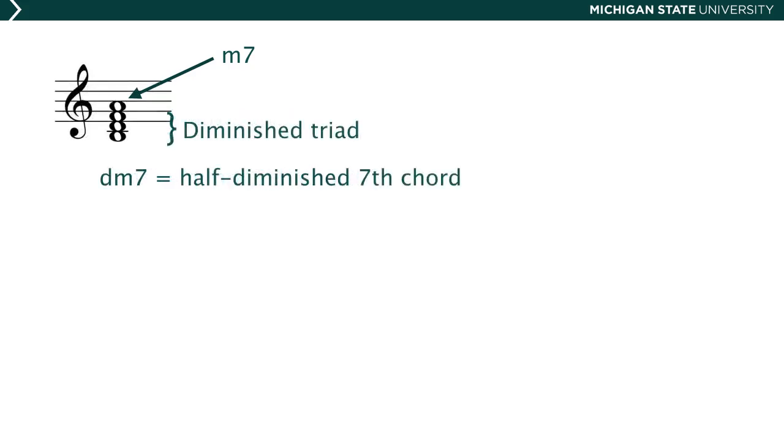The 7th chord built on the 7th note of the scale has a diminished triad topped with a minor 7th. So its long name is diminished minor 7th. Remember, the first quality is for the triad, the second quality is for the 7th above the root. So diminished minor means a diminished triad plus a minor 7th. The shorthand name for this chord is half diminished 7th. We'll look at fully diminished 7th chords in the next lecture.